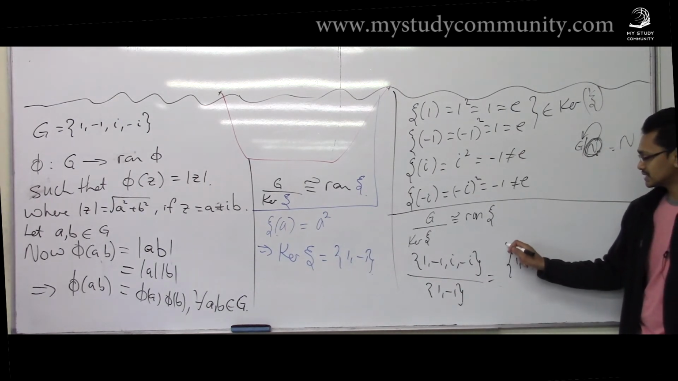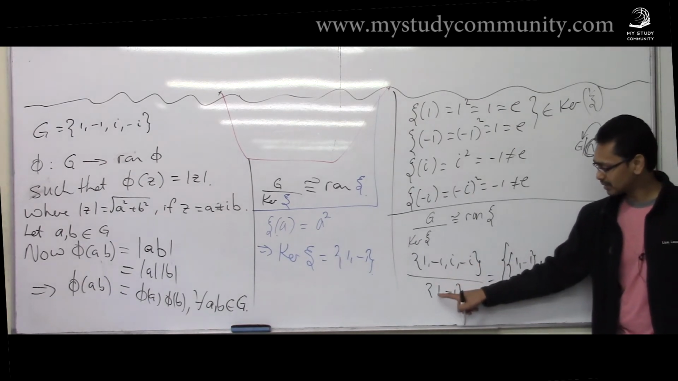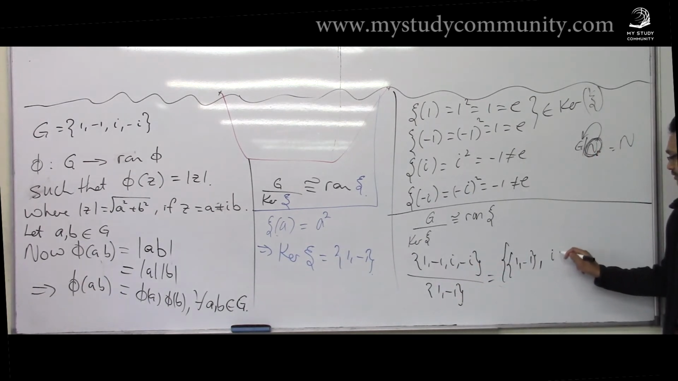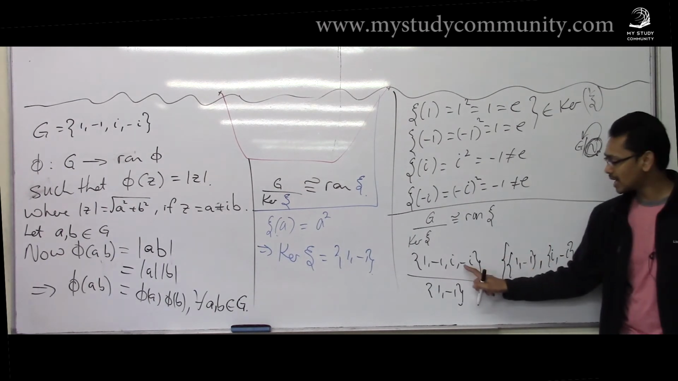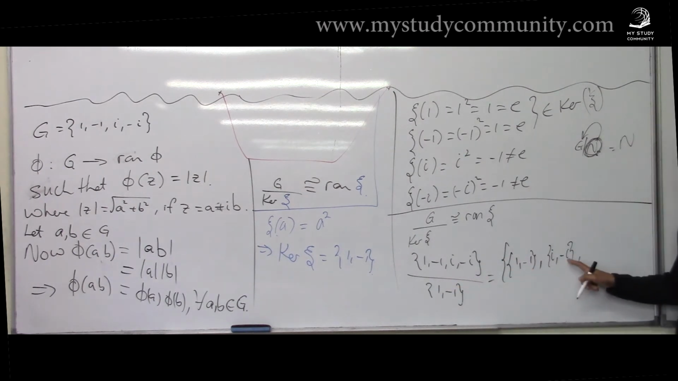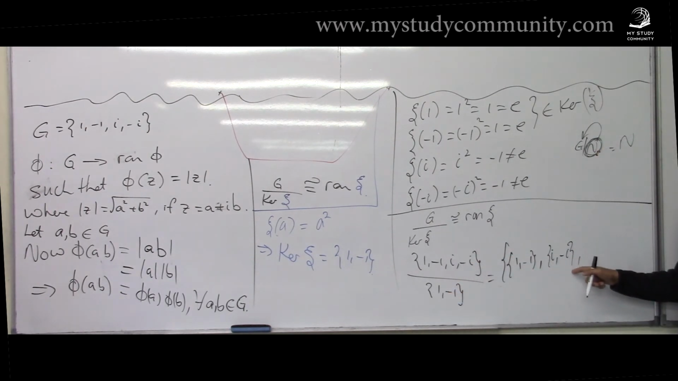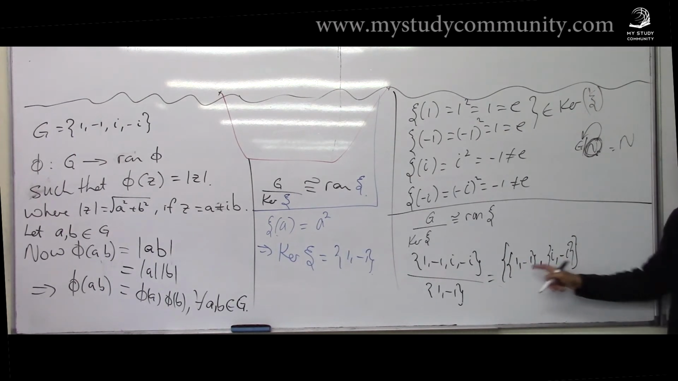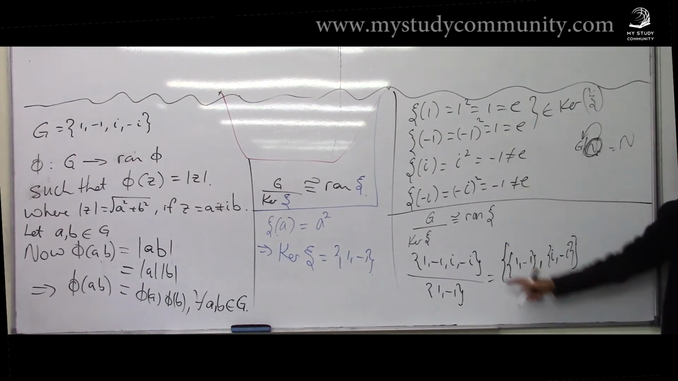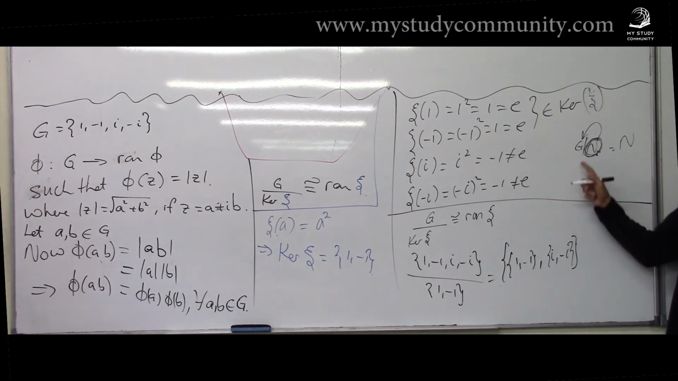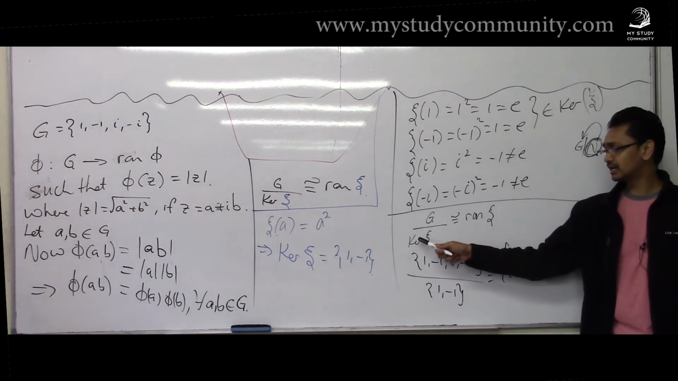So this is a set. When we take i and multiply by this, we're going to get i, minus i. When we take minus i and multiply by this, we're going to get minus i, and when we take minus i and multiply by minus 1, we're going to get i. So it's the same thing. So this here would be the factor group of G by N. In this case, G is G and N is the kernel.